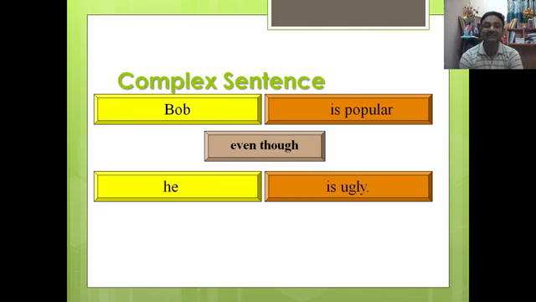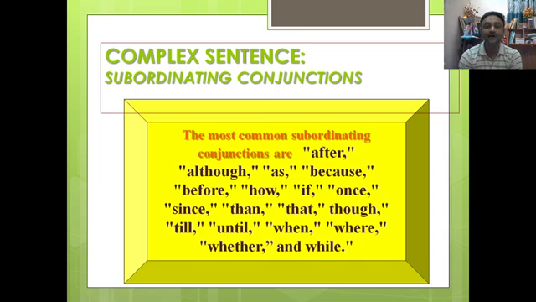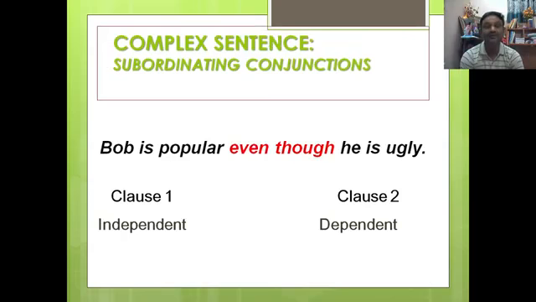Now the sentence stands in this manner: Bob is popular even though he is ugly. A complex sentence can have any number of subordinating conjunctions, which are visible in your slide. The most common subordinating conjunctions are after, although, as, because, before, how, if, once, since, than, that, though, till, until, when, where, whether, and why. So: Bob is popular even though he is ugly.